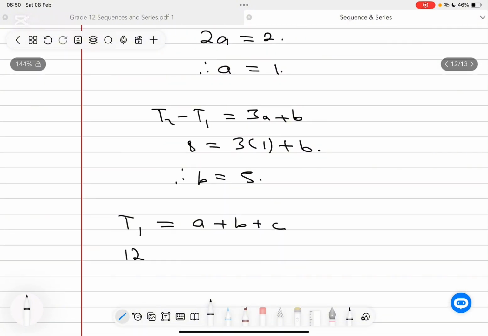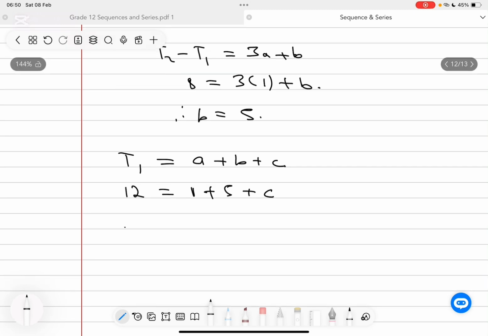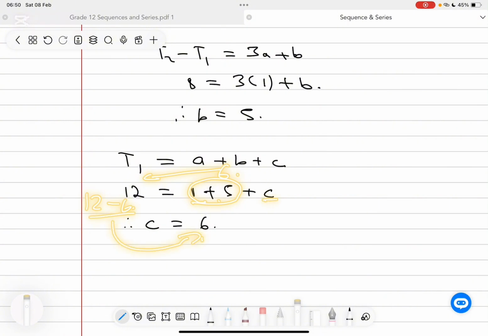That means here I'm going to put the 12, and we know that a is 1. We have calculated that to be 1, and we know that b is 5. So I'm going to write my 5 here, and c we don't know. Immediately one can see that the value of c would be equal to 6. Why? Because here I'm going to have 1 plus 5, which gives me 6. I take the 6 to this side, then I have 12 minus 6, which gives me 6, and I'm left only with c on this side.